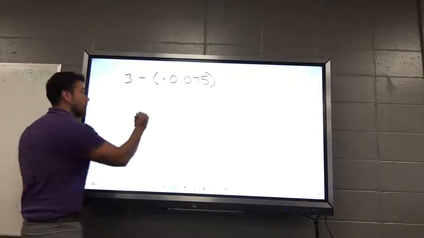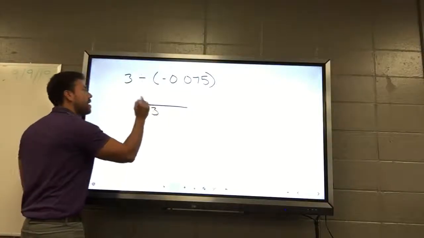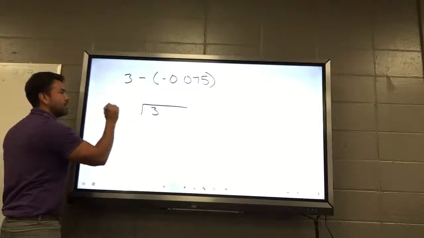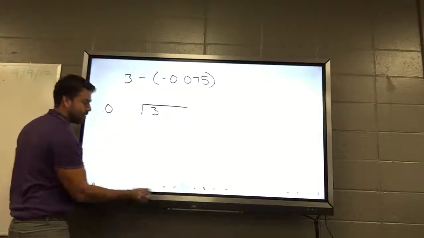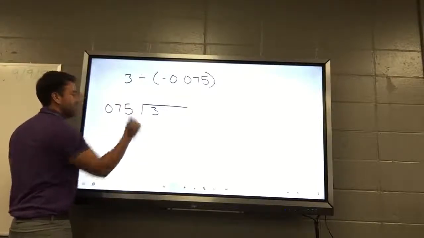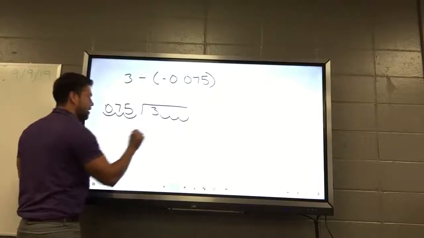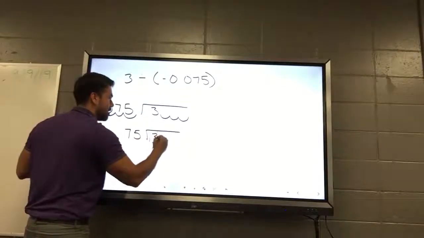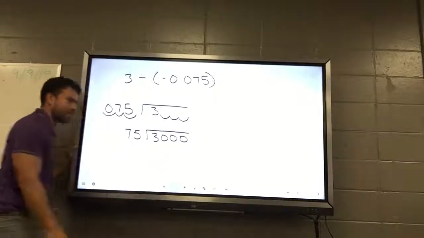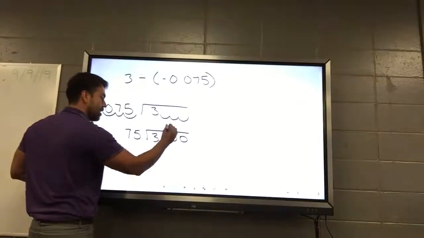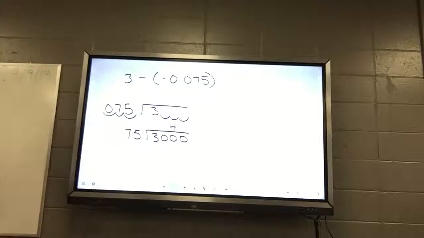Okay, which number goes inside the division bar? 3. Yes, it's always the dividend. And therefore, I'll put 0.0. If I can write this number, that'd be great. 0.075. I can't do that the way it's written. 1, 2, 3. So I'm really seeing 75 into 3,000. 75 does not go into 3. It doesn't go into 30, but it does go into 300. 4 times. Yay, my answer's 4. No. Negative 4.